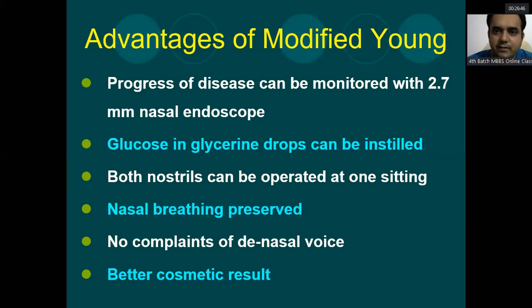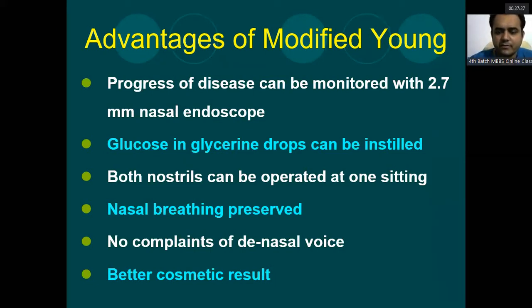Now advantages of modified. Whenever there is modification of some surgery, it is obviously done to improve upon the shortcomings of the previous surgery. So here, the progress of the disease can be monitored by a nasal endoscope, right? Similarly, the glucose in glycerin drops can be instilled. Both nostrils can be operated at one sitting, and nasal breathing can be preserved. No complaints of denasal voice and better cosmetic results, right? So there are so many benefits. The functions of the nose won't be bypassed.